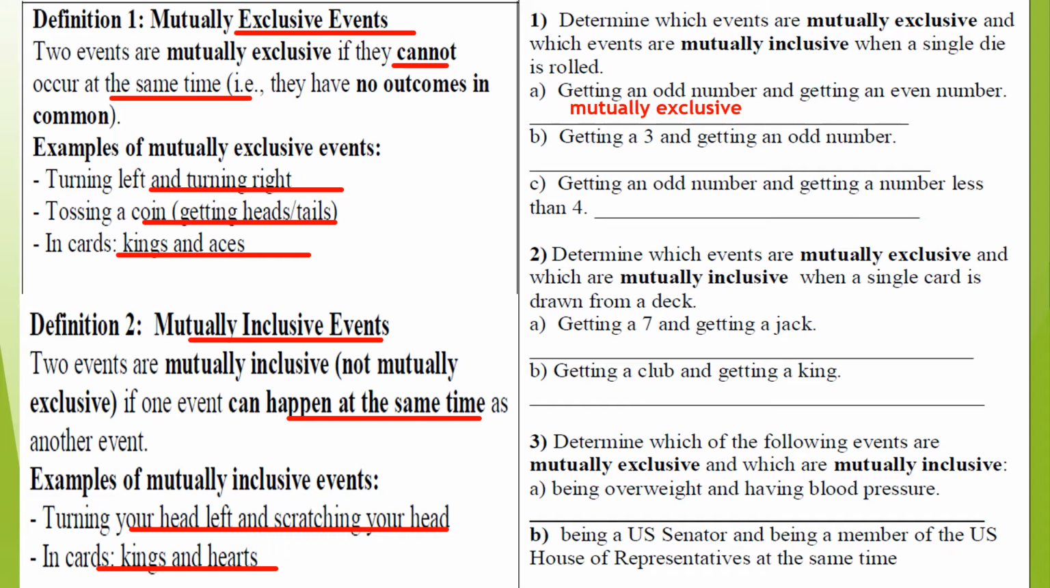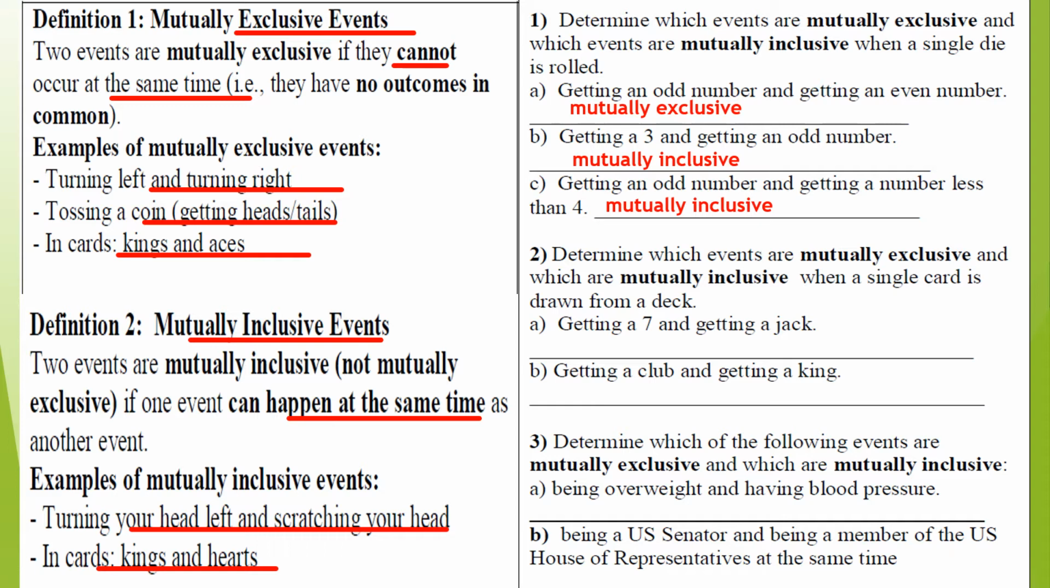Getting a 3 and getting an odd number. So this is mutually inclusive because a 3 is an odd number. Getting an odd number and getting a number less than 4. So this is mutually inclusive because a number less than 4 can be 1, 2, and 3. And 1 and 3 are odd numbers.